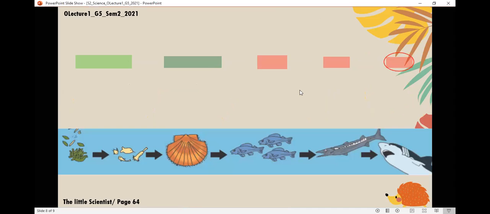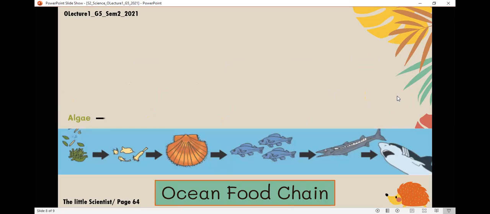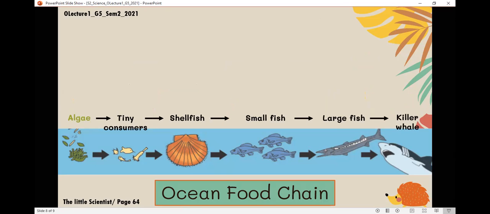Here is an ocean food chain. Let's read it together. The algae is eaten by the tiny consumers. The tiny consumers are eaten by shellfish. Shellfish are eaten by small fish. Small fish are eaten by large fish. Large fish are eaten by the killer whale.